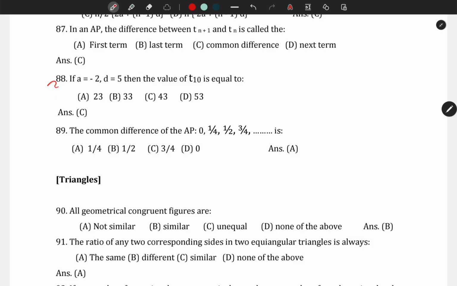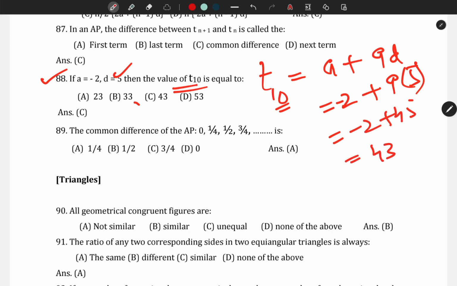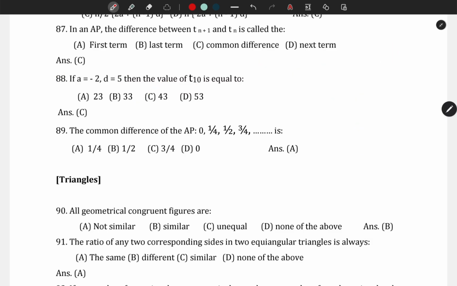Next question: if a equals minus 2 and d equals 5, the value of t10 or a10. a10 or t10 is the same. So we have to find the 10th term, which will be a plus 1 less than 10, that is 9d. So a is given to be minus 2 plus 9 into d, d is 5 here. So 9 5s are 45, so minus 2 plus 45, 45 minus 2 is 43. So the correct option is C, 43.